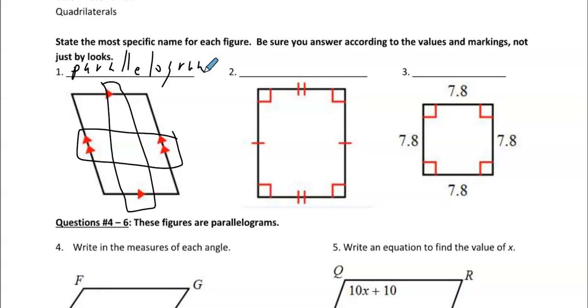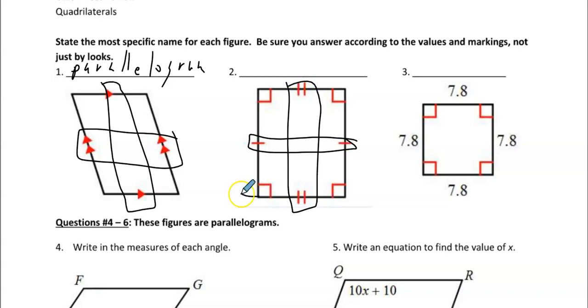All right? Now, number 2, we don't know anything about parallel, but here we have opposite sides equal, not the same all around, but the opposite sides are, and we have 4 90-degree angles. That makes this a rectangle. And on this one, we have all 4 sides being the same and 4 right angles, meaning this is a square.